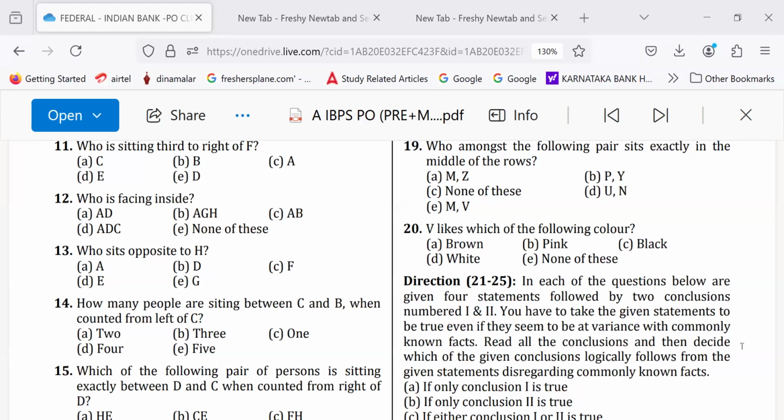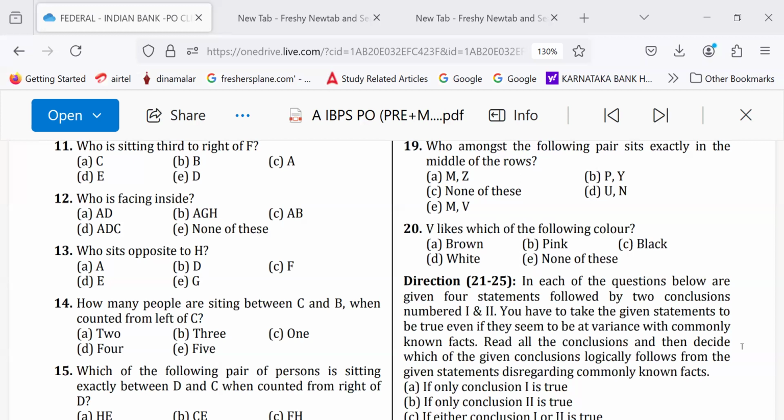Then who is facing inside? That is A and D. No, one is facing inside, the other is facing opposite. No, two are facing outward, one is facing inside. Then A and B. Yes, these two people are facing inside. So the answer to 12 is C.